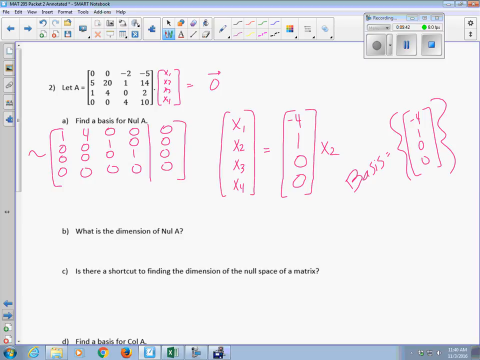So any multiple of negative 4, 1, 0, 0 is in the null space. That's what it means to be a basis. The linear combinations of the vectors in the basis form the whole space. All right, what is the dimension of the null of A? 1, because there's one vector in the basis.